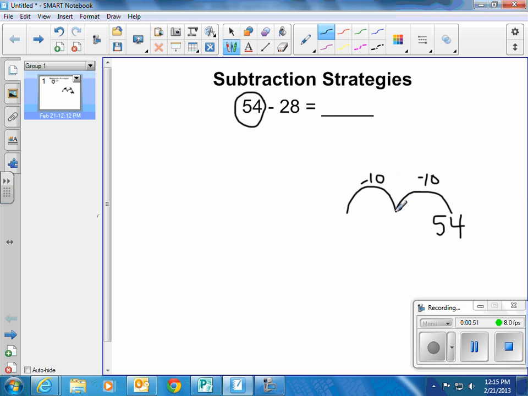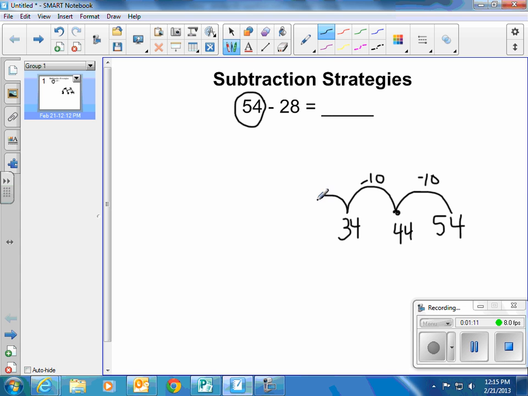54 minus 10 is 44. 44 minus 10 is 34. I'm not finished because I've only subtracted 20, so now I need to subtract the other part, which is 8. I can subtract it in 8 small hops, or I can chunk it. I'm going to chunk it into 4 and 4.